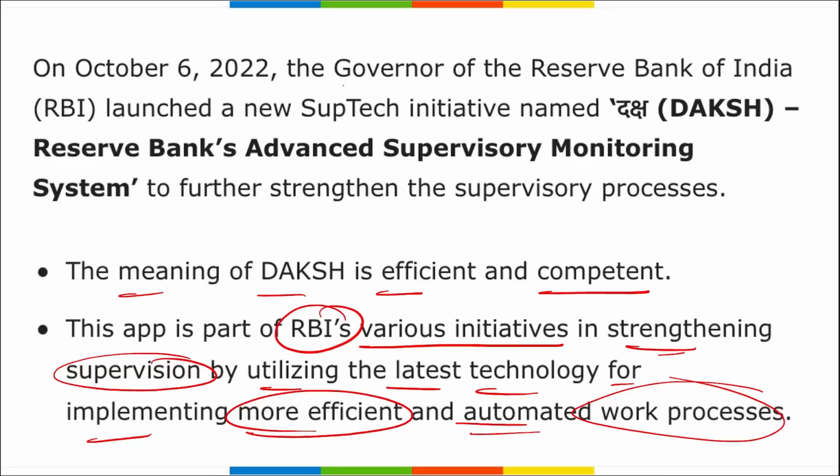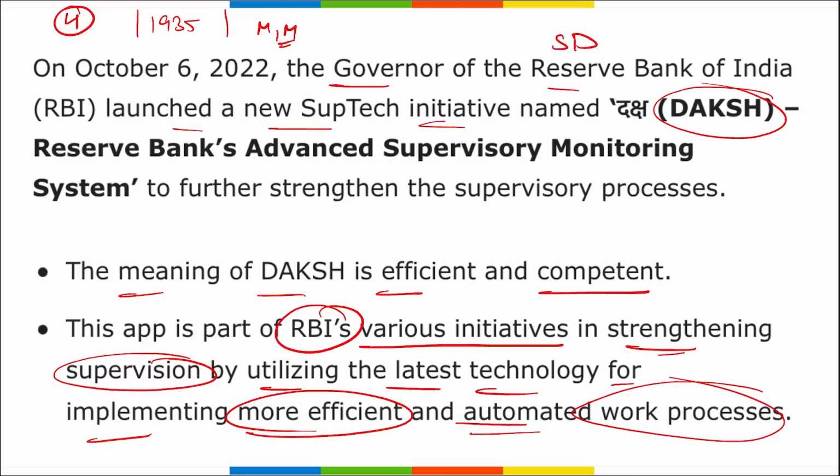If we talk about RBI, as we know, who is the governor? The governor of RBI launched this new super tech initiative Daksh. So who is the governor? Shaktikant Das ji. If we talk about how many deputy governors there are of RBI, there are 4 deputy governors. When was RBI established? It was established in 1935. Where is the headquarter of RBI? It is in Mumbai, Maharashtra.